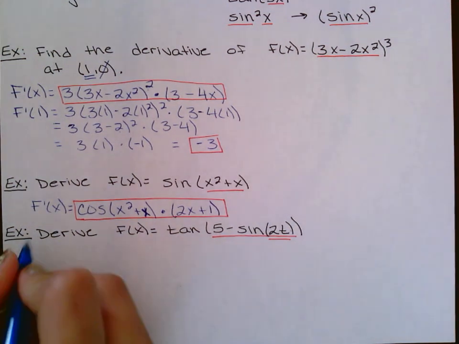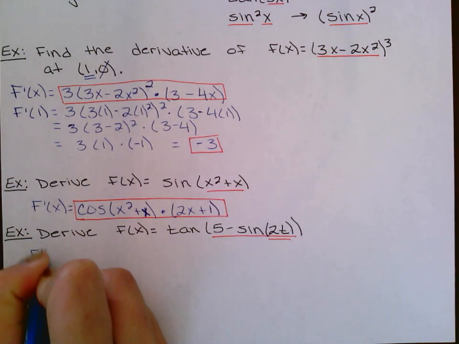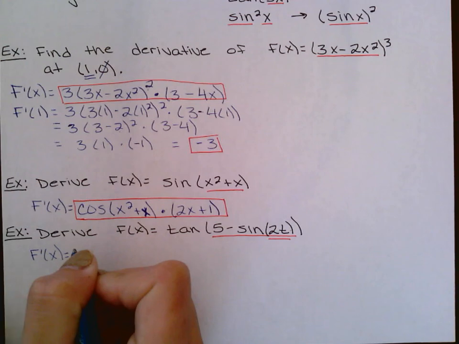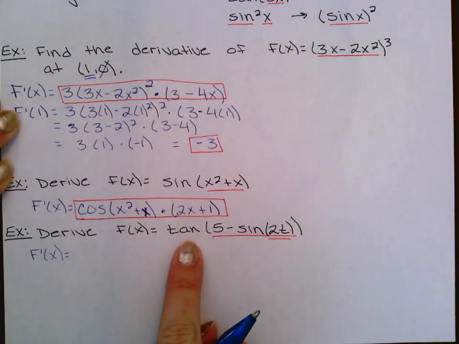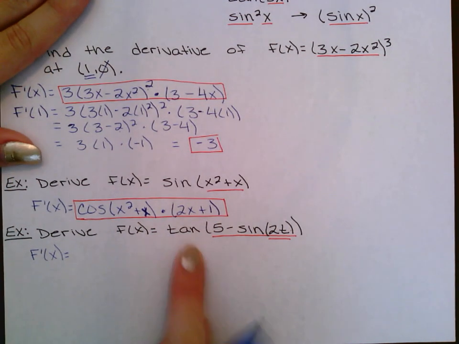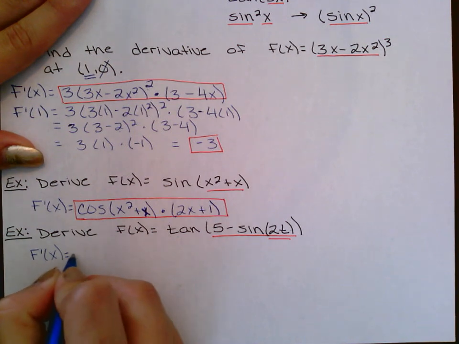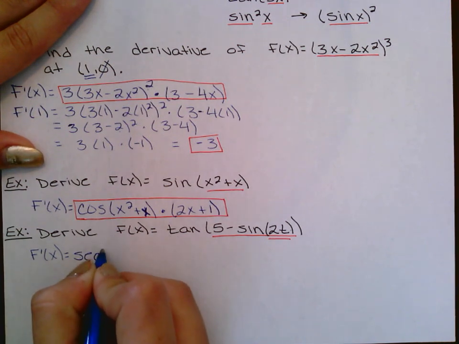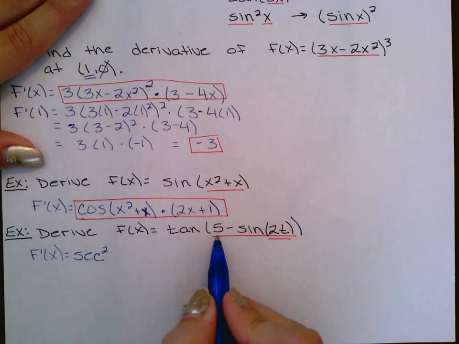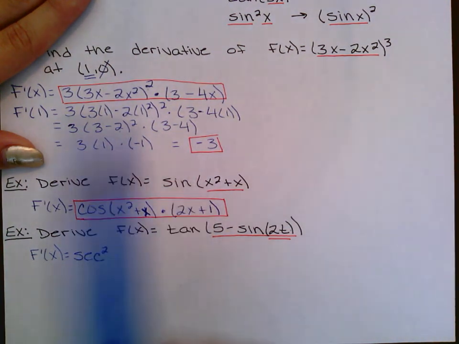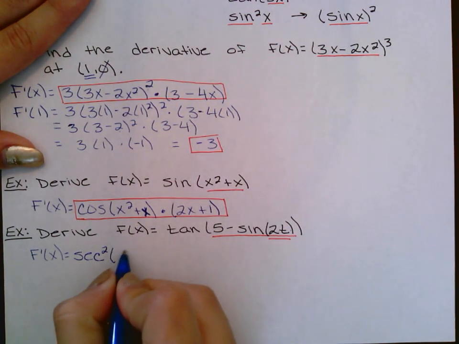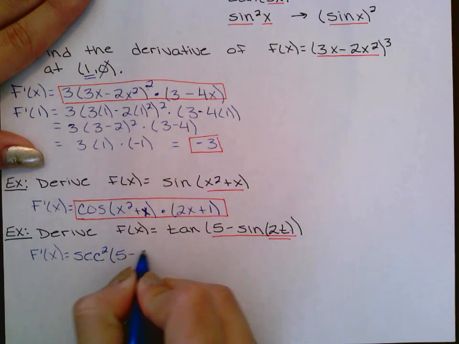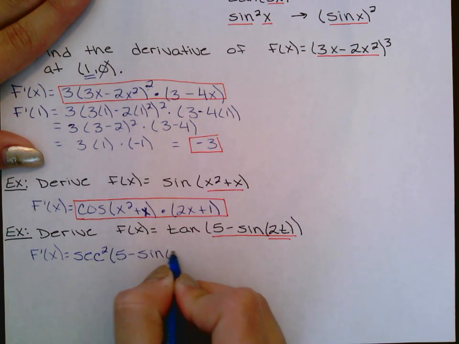So let's start off saying derivative of the outside, derivative of tangent is secant squared. So I'm going to say secant squared. And then the rule says to rewrite the inside. So I'm going to rewrite 5 minus sine of 2t.